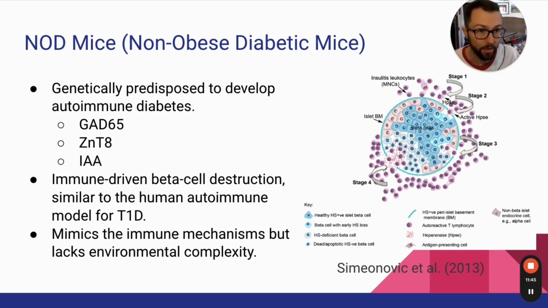about how this happens for NOD. So in NOD mice, the autoimmune attack begins with a failure of immune tolerance.